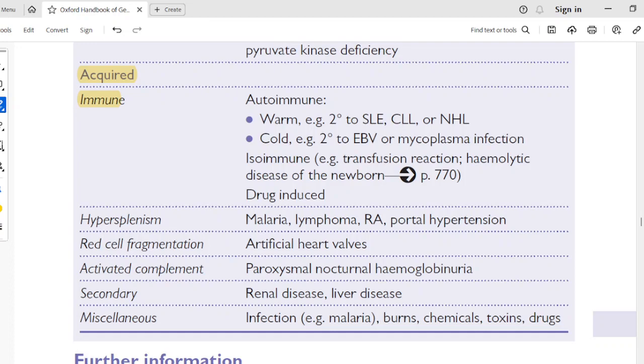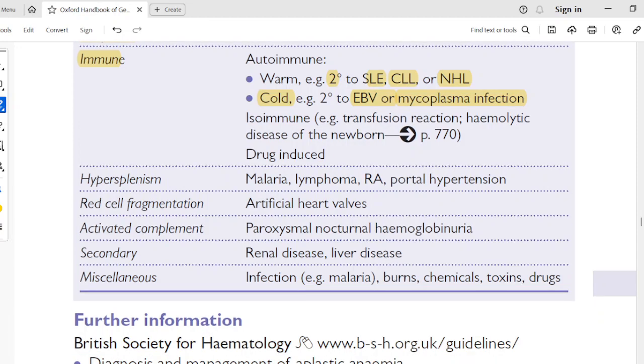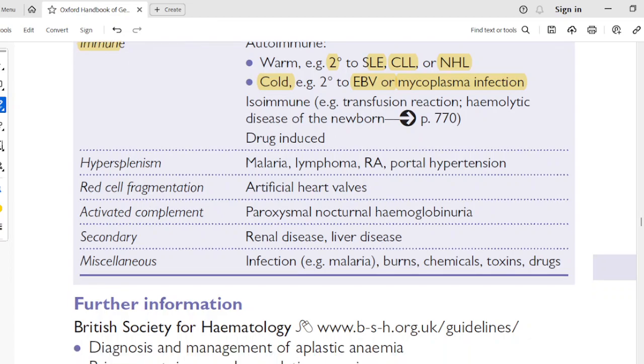So, warm antibody hemolytic anemia, secondary to SLE, chronic lymphocytic leukemia or non-Hodgkin's lymphoma. Cold autoimmune hemolytic anemia, secondary to Epstein-Barr virus infection or mycoplasma infection. Isoimmune: transfusion reaction, hemolytic disease of the newborn. These are isoimmune disorders, not autoimmune. Drug-induced causes are also causes of immune hemolytic anemias.